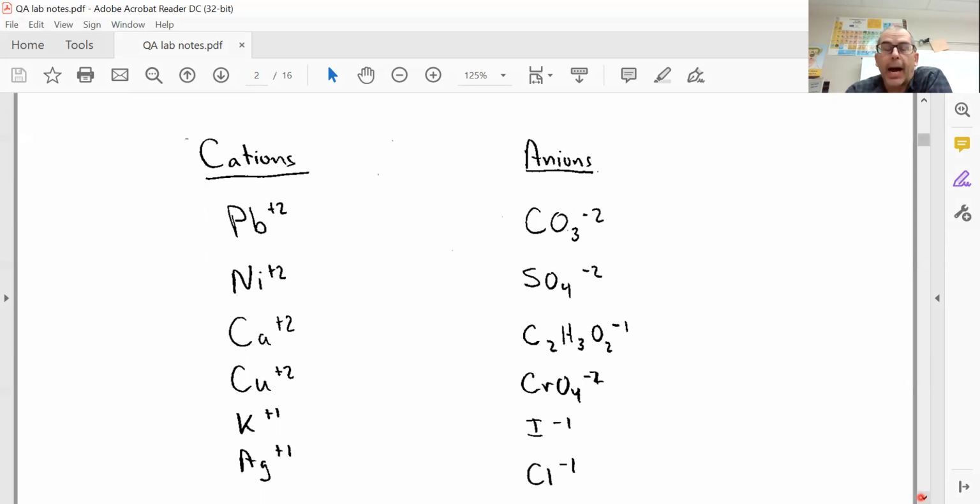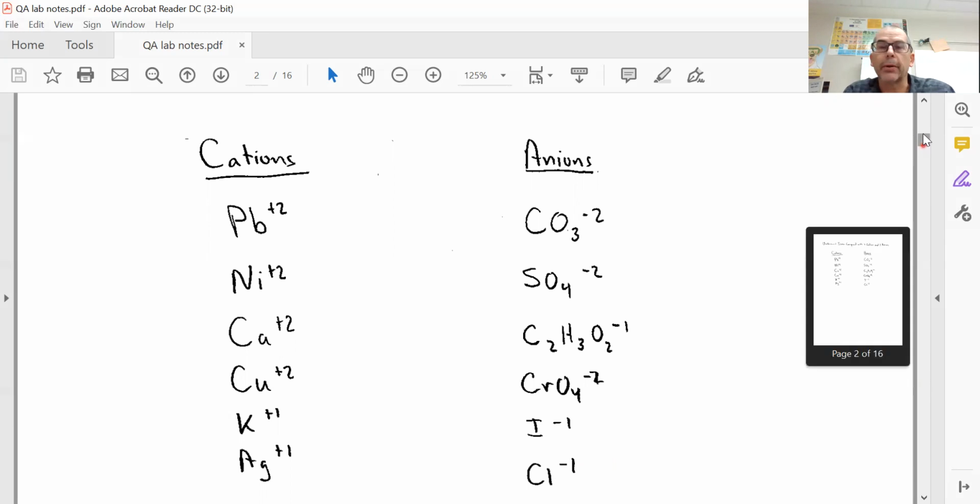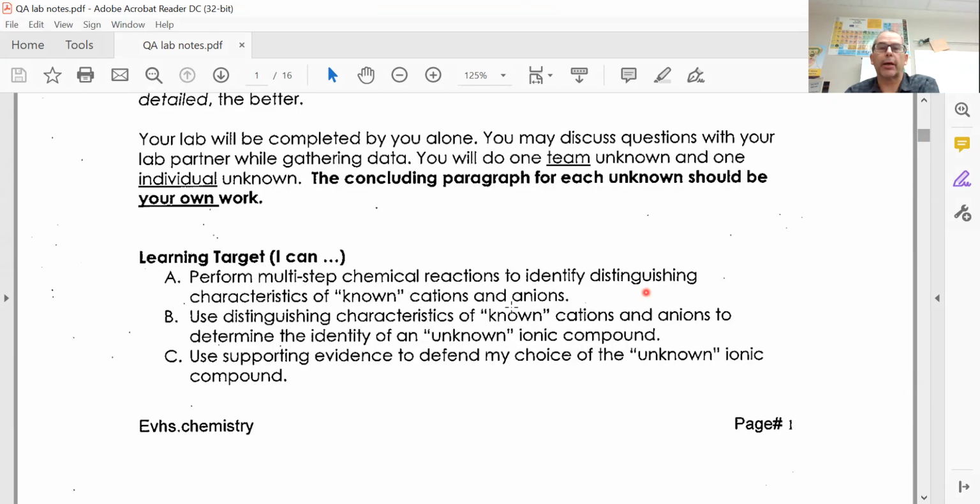Well, I think we can improve the odds by doing some tests, and that's what we're going to be doing, and that's really the point of this lab. I'm going to scroll back a little bit, and I think these learning targets define what we're going to be doing pretty well. Perform multi-step chemical reactions to identify distinguishing characteristics between cations and anions. So we're going to test all the cations and look for similarities and differences in how they react, and the same thing with the anions. And then we're going to use those to figure out ultimately an unknown by matching it up to what we've seen with knowns.